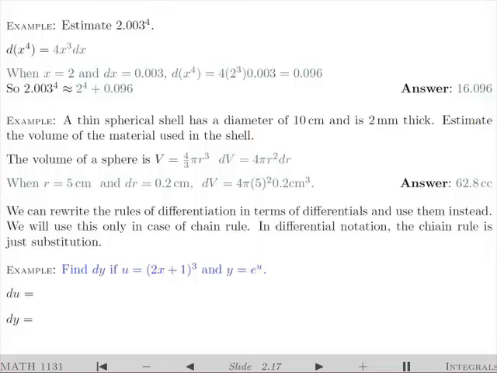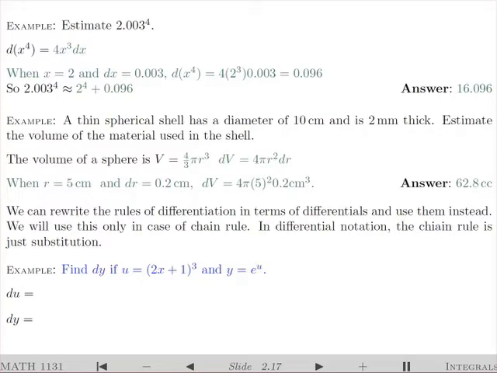Welcome. In this session, we will see how we can reformulate the chain rule in terms of differentials. We will make use of this in our discussion of the substitution method for finding antiderivatives. In fact, we can rewrite all the rules of differentiation in terms of differentials.